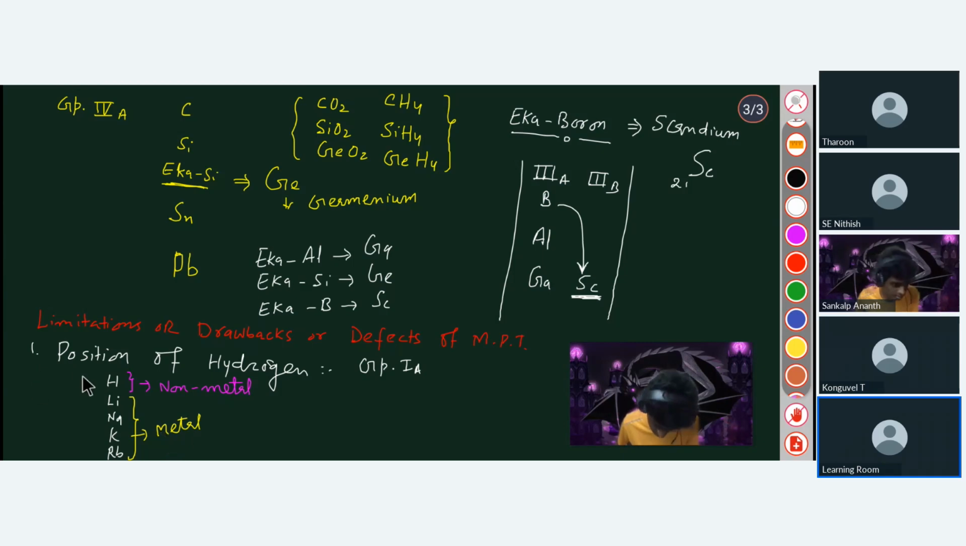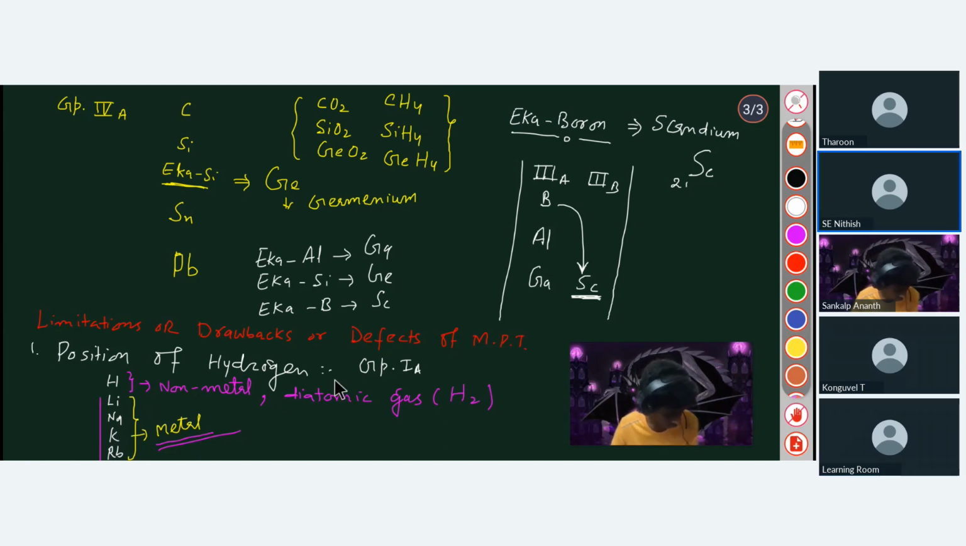Now see that hydrogen exists as a diatomic gas. That means it needs two atoms to form a molecule, so this is H2. Oxygen, nitrogen, fluorine, chlorine and bromine are also diatomic. But lithium, sodium, potassium, rubidium are metals and are not diatomic. So hydrogen doesn't resemble the other elements present in the same group.